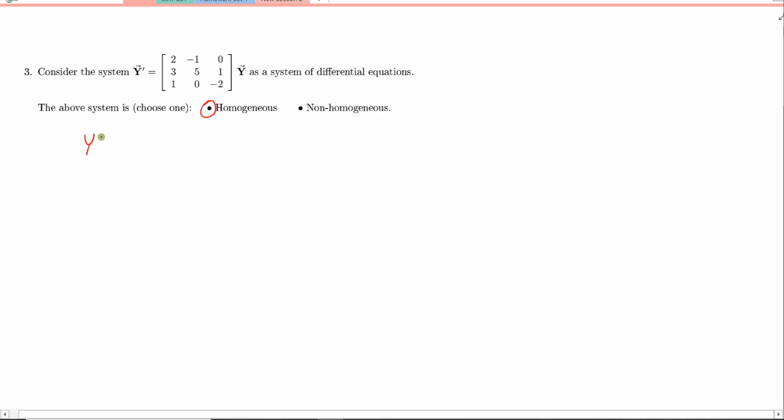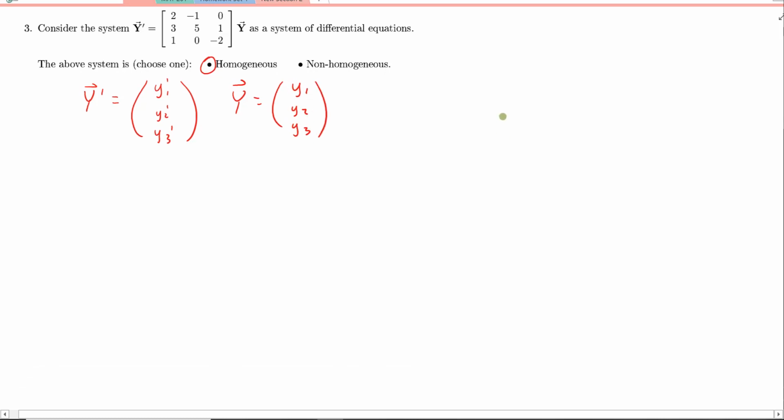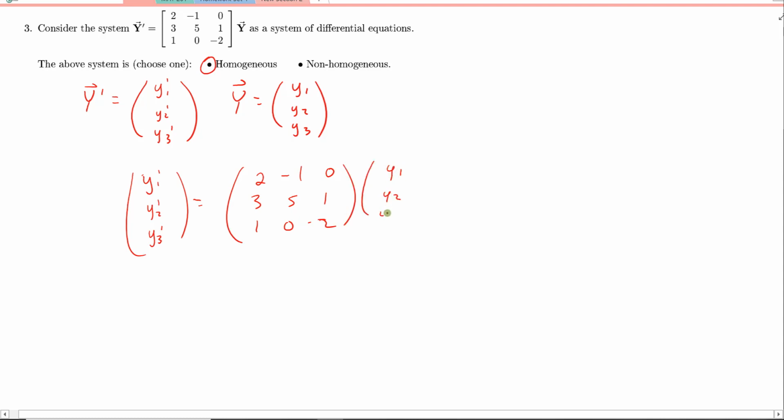Well, the y bar prime is really just the vector y1 prime, y2 prime, y3 prime, where the bold vector y is just the unknown functions y1, y2, and y3. So let's go ahead and rewrite this system. So we'd have that y1 prime, y2 prime, y3 prime is equal to the matrix with rows 2, minus 1, 0; 3, 5, 1; 1, 0, minus 2, times y1, y2, y3.